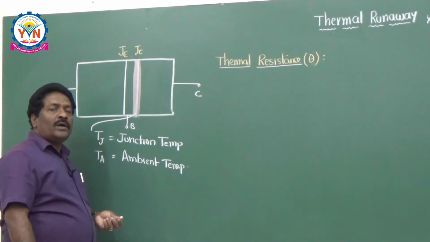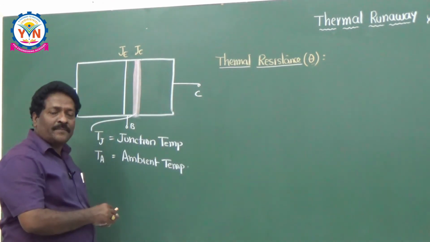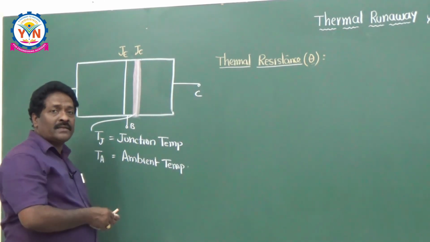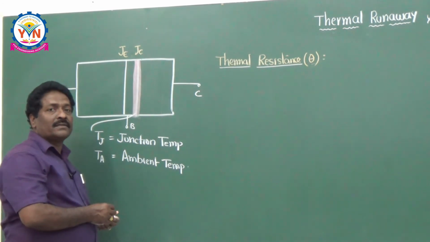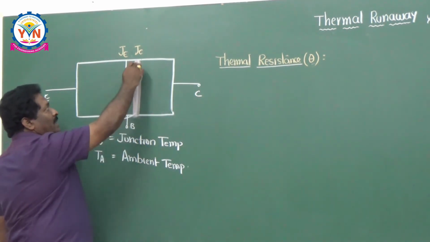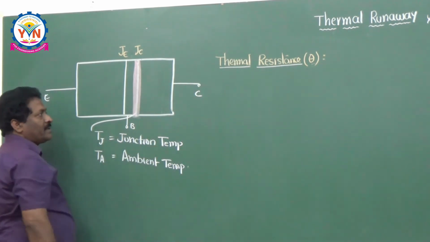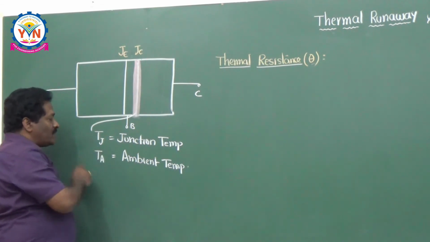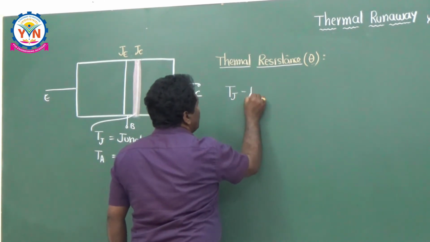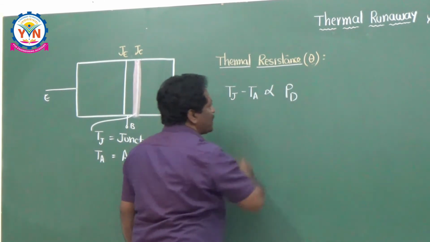Now, we are going to see the concept of thermal resistance, and we are going to find the expression required to avoid this thermal runaway. Just now I told you, thermal runaway is an unwanted concept in transistors. If you take this transistor, it is the collector junction. Let us say Tj is the junction temperature and Ta is the ambient temperature. The difference of these two is called the steady state temperature: Tj minus Ta is directly proportional to the power that is dissipated across the collector junction.